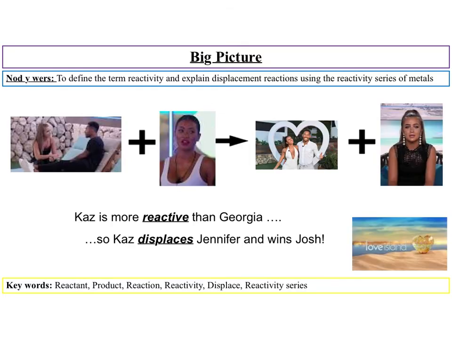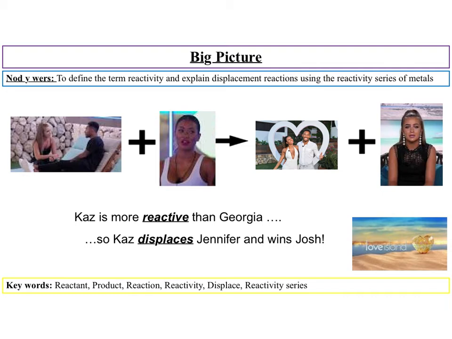And then for your Love Island fans out here, this was about 2 seasons ago, but the same kind of thing. Georgia and Josh were together. Kaz comes in, she's more reactive than Georgia, so she steals away Josh from Georgia. And then that leaves Georgia on her own. I'm sure you could come up with loads of your own examples of that.